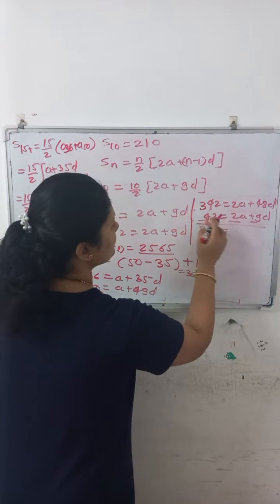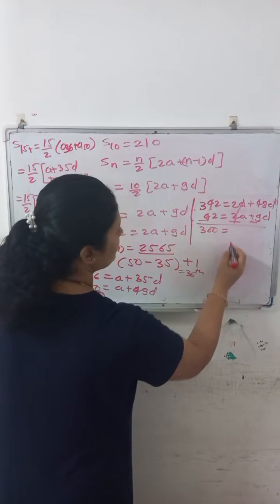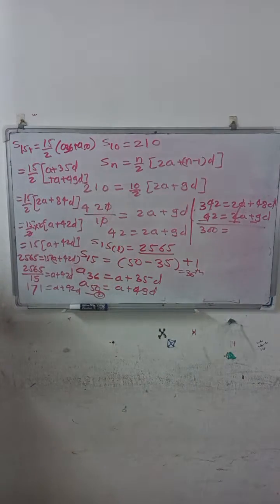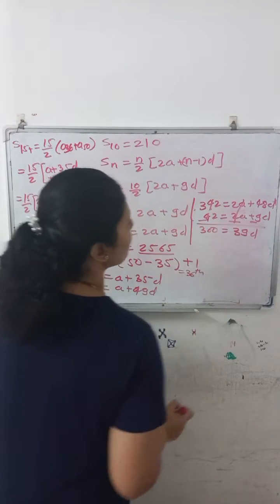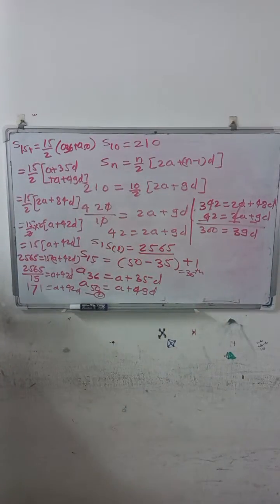So here it gets subtracted, 2a gets cancelled. Now 48 minus 9 is how much here? 48 minus 9 is nothing but 39d. Now check what the answer is.